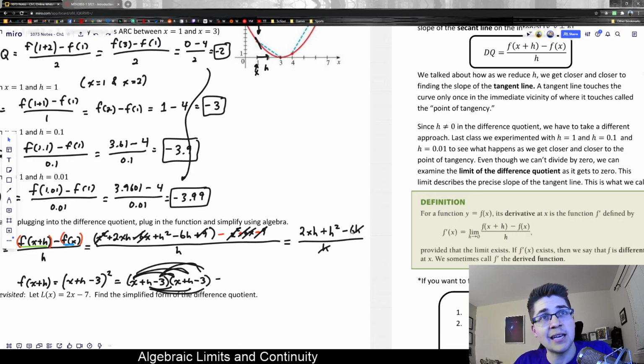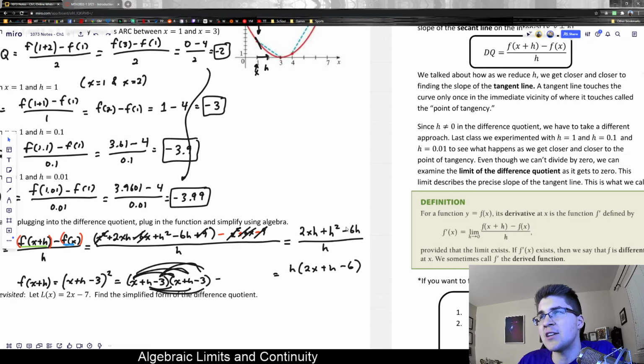You can't just simply cancel h like this. This is improper algebra. That's not really correct. So one way you could do this is by dividing each term by h. That is fine. Or, more of a common algebraic approach would be, well, notice that the numerator has a common factor of h. You could actually factor out h from the numerator, which would leave us, because it's a GCF, with 2x plus h minus 6, right?